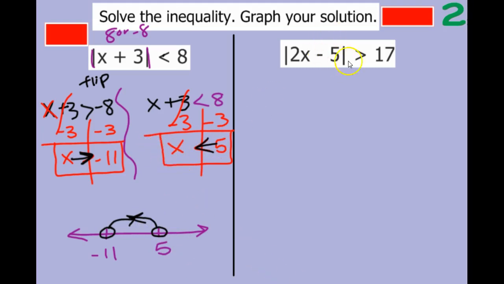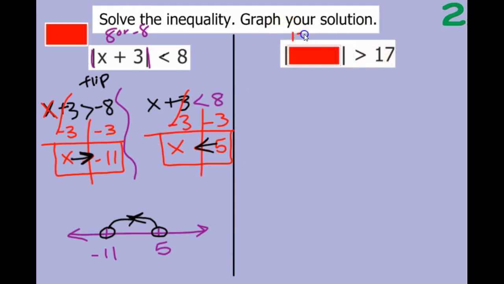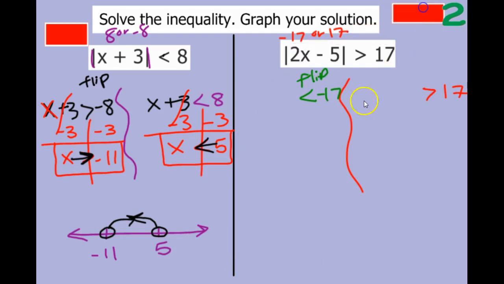Alright. Then over here, same thing. We need to think, what could we put in here to give us a positive 17? Well, negative 17 or positive 17. So we're going to write two inequalities. One like it is with 17, and the other, flip the sign and make it a negative 17. Well, what are we solving? Well, 2x minus 5. So let's solve both. Draw your line down.